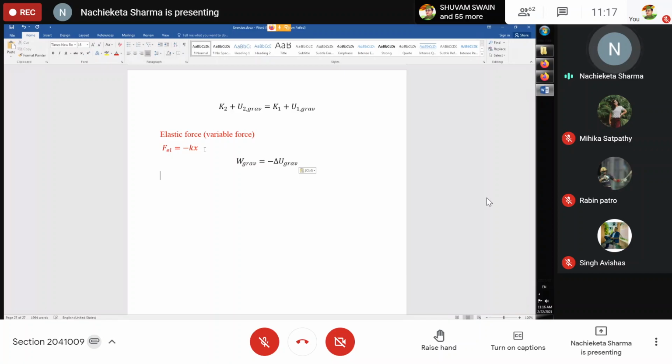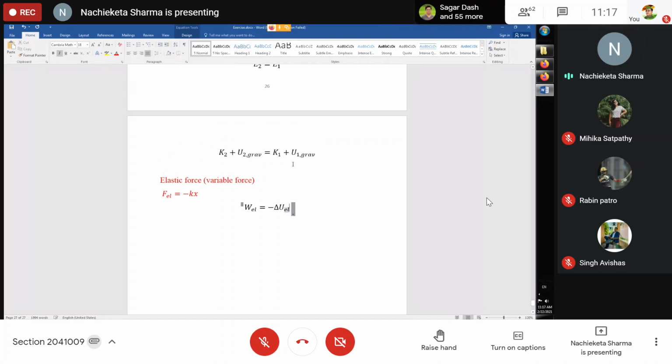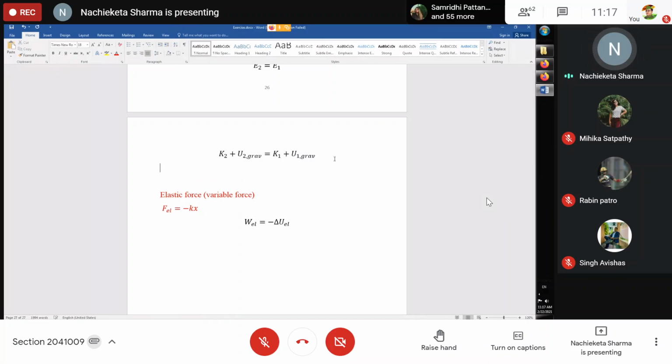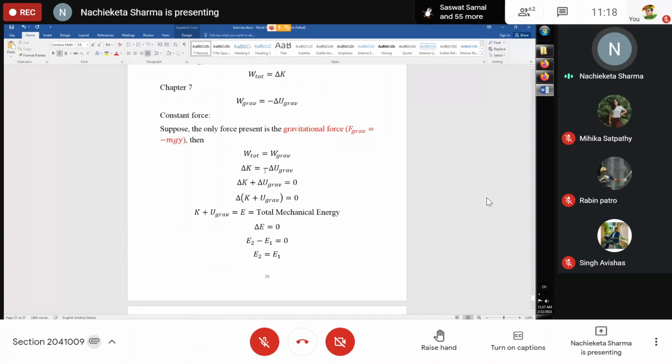Also, I found out that W elastic, I can find out as elastic potential energy. This is an elastic potential energy. And here you see this U grav, isn't it? This U grav can be written as mgy, isn't it? That is important. So this U grav, you can write it as mgy. This is the gravitational potential energy, isn't it?